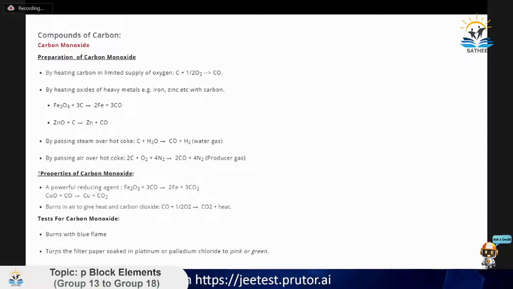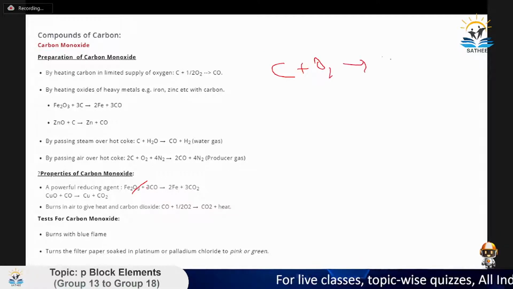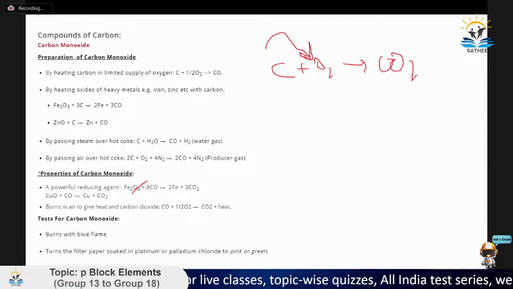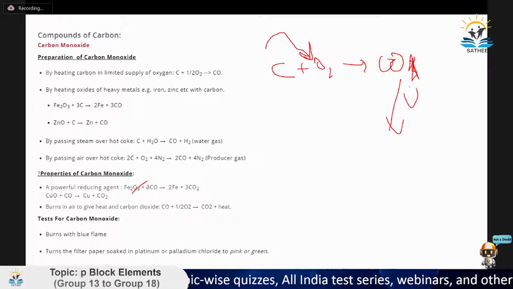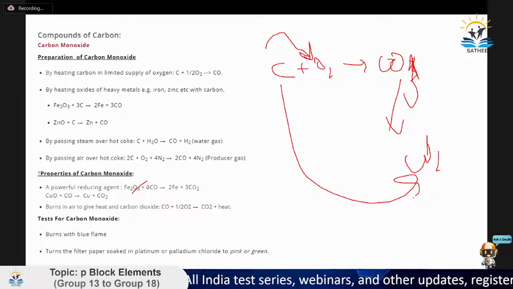And properties of carbon monoxide: firstly, it is a very good reducing agent. Most oxides are generally reduced to metals when you use carbon monoxide, and it burns in air completely to give CO2. Basically, CO plus O2 should have given you CO2 if it had been complete combustion. But because you're limiting the supply over here, it becomes CO. Now if you continue the combustion, it will become CO2, right? Because eventually it had to be that only.